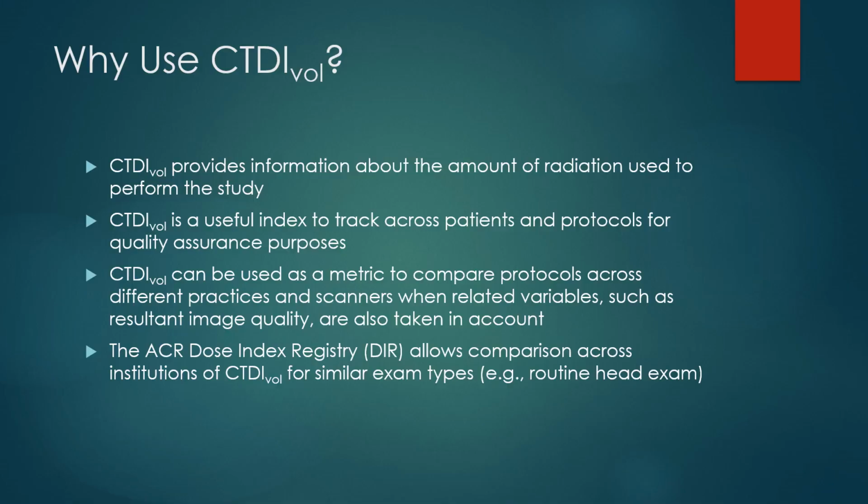CTDI-VOL provides information about the amount of radiation used to perform the study, which in turn could enable us to calculate patient dose. CTDI-VOL is a useful tool to track across patients and protocols for quality assurance purposes. It allows us to identify problem protocols that have a higher than required dose. CTDI-VOL can be used as a metric to compare protocols across different practices and scanners when related variables, such as image quality, are also taken into account. The ACR Dose Index Registry, or DIR, allows comparison across institutions of CTDI-VOL for similar exam types.